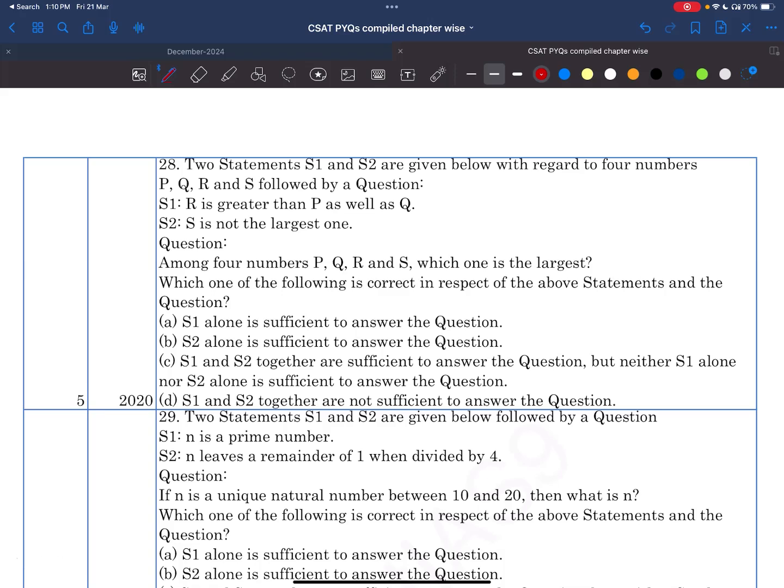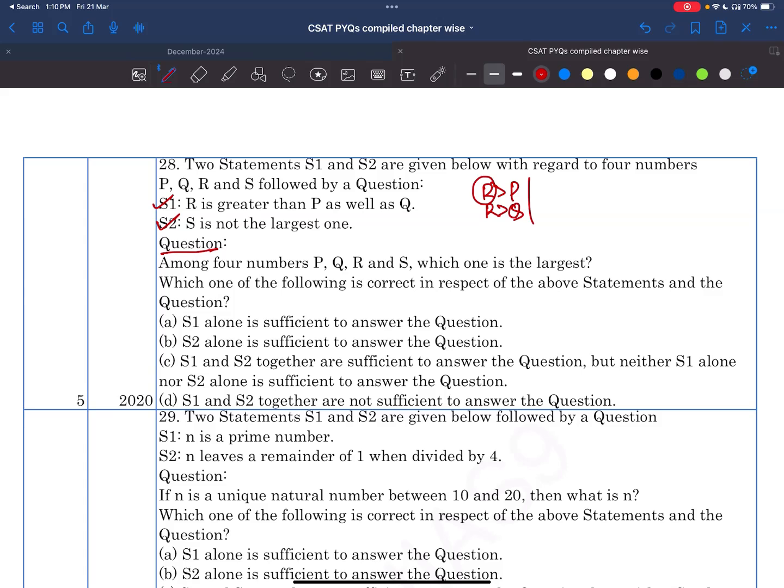Let's go to the fifth question. Two statements S1 and S2 are given below with regard to four numbers P, Q, R and S, followed by a question. Statement 1: R is greater than P as well as Q. That means R is greater than P, R is greater than Q. Statement 2: S is not the largest one. Which will be the highest one? R. What is the question? Among four numbers P, Q, R and S, which one is the largest? See, in the first statement we are just getting R is greater than P and R is greater than Q.